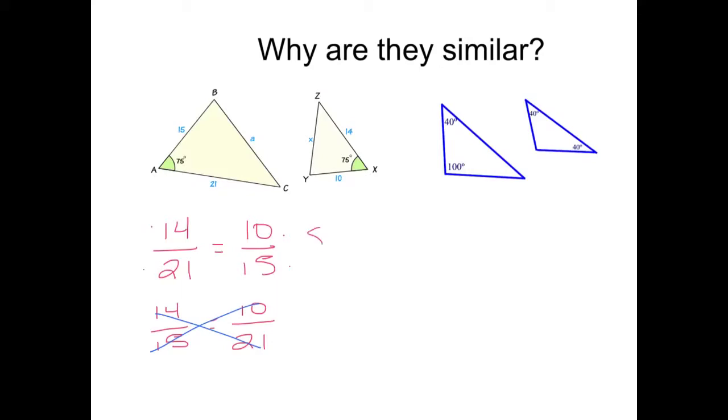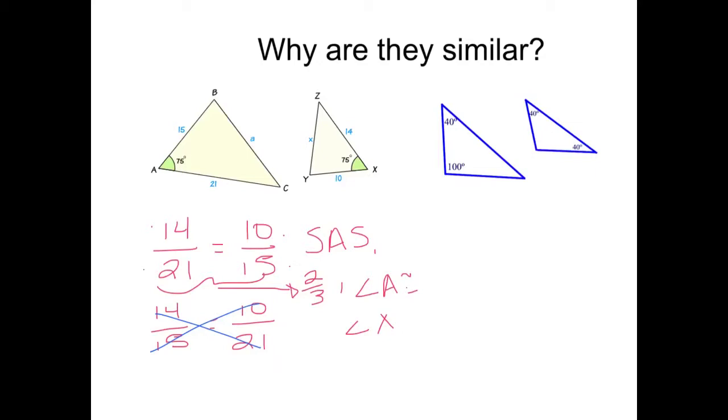So this one, they are similar by side angle side. The sides have a scale factor of 2/3, and the 75-degree angle is congruent to itself, so we can kind of write that out. Angle A is congruent to angle X. So we have the sides in a scale factor of 2/3, and the angles between them are congruent.